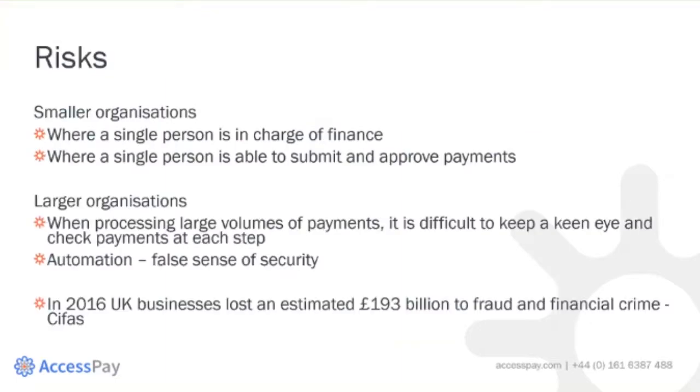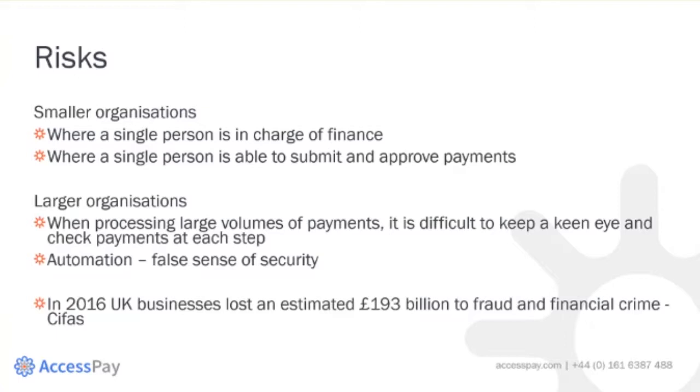Smaller organisations may have so-called super users, giving a single person full control over the finance and allowing them to initiate and fully process payments. This gives that employee a huge level of control and opens up an organisation to risk of fraud. Larger businesses, however, often have finance teams but process large volumes of payments. This makes it far more difficult to keep an eye on individual transactions and to monitor these at each stage.